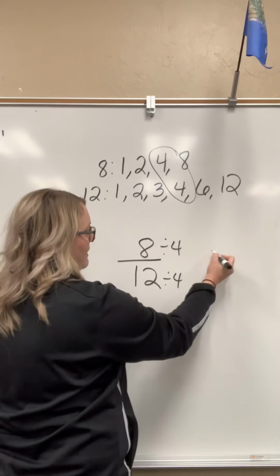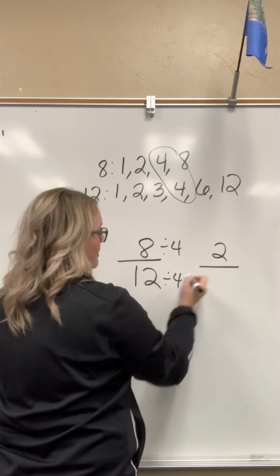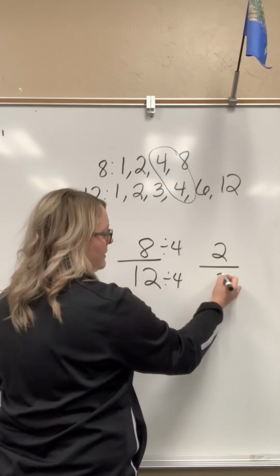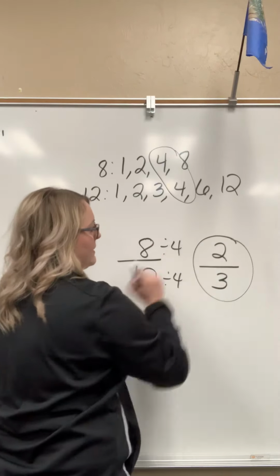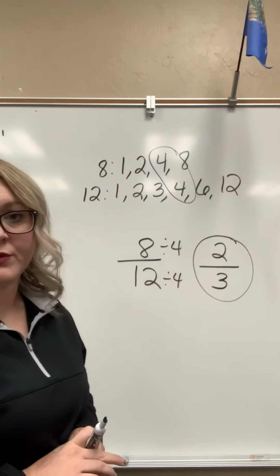8 divided by 4 is 2. 12 divided by 4 is 3. So 8/12 in simplest form is equal to 2/3.